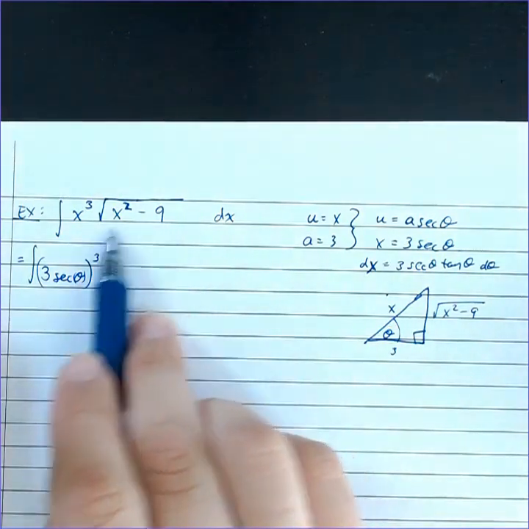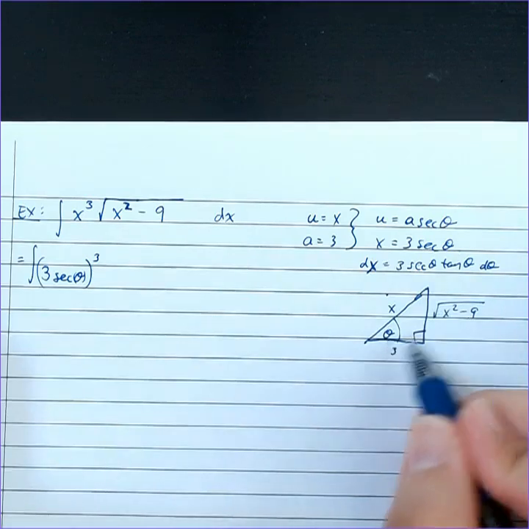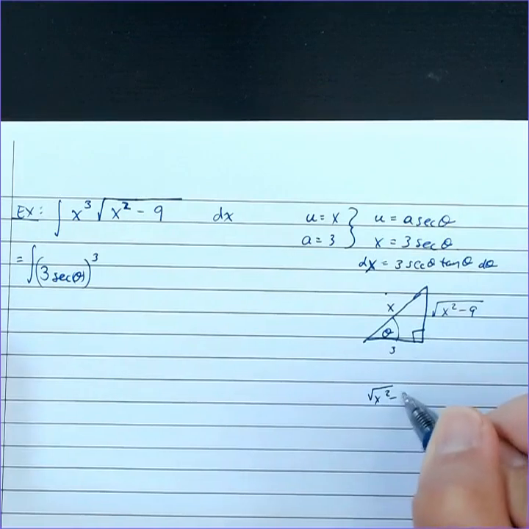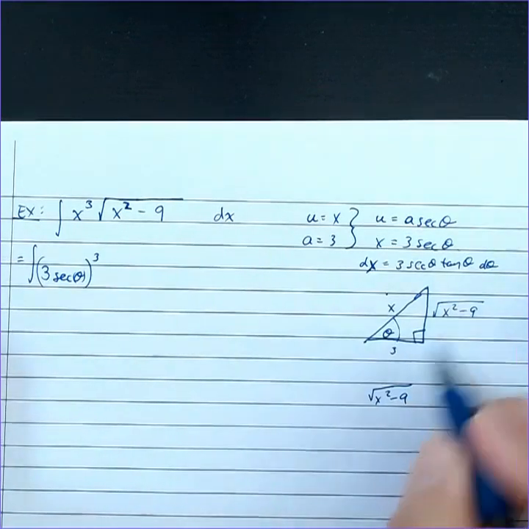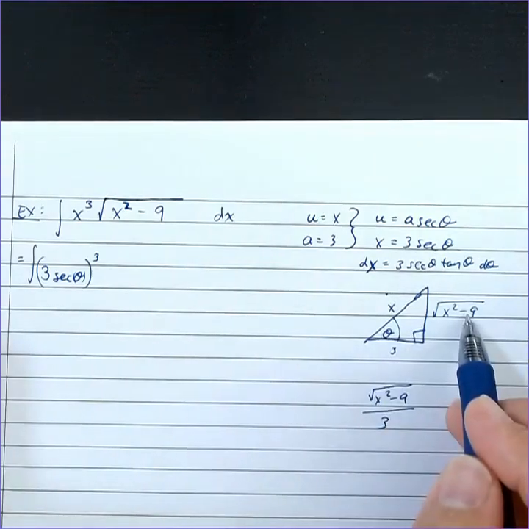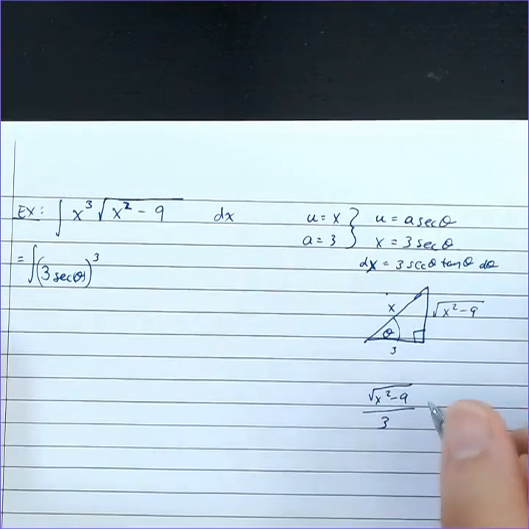Now here, we could use this visualization. We could say, well, look, if I take the square root of x squared minus 9 and I divide it by 3, that's going to be the side opposite divided by the side adjacent. Oh, that's the tangent of the angle theta.